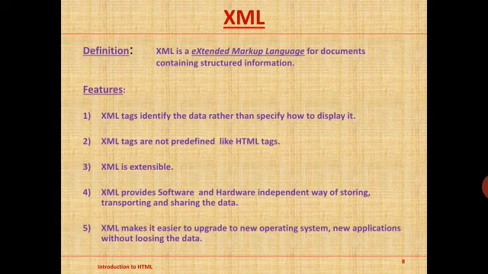Fourth feature is XML provides software and hardware independent way of storing, transporting and sharing the data. Fifth feature is XML makes it easier to upgrade to a new operating system or new applications without losing the original data.